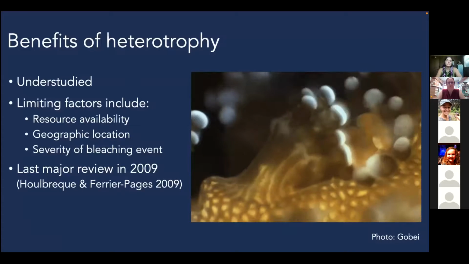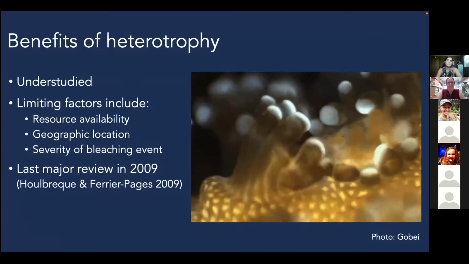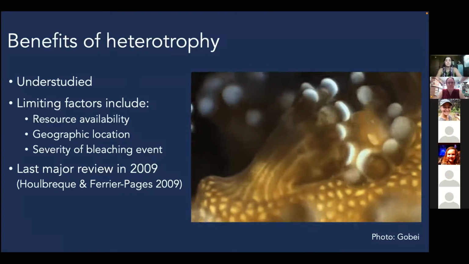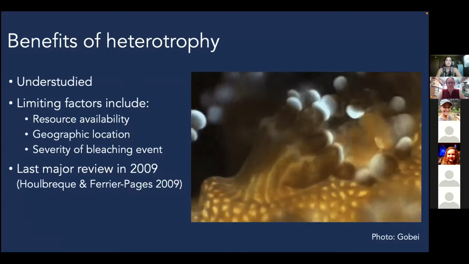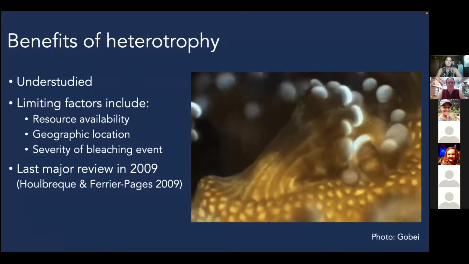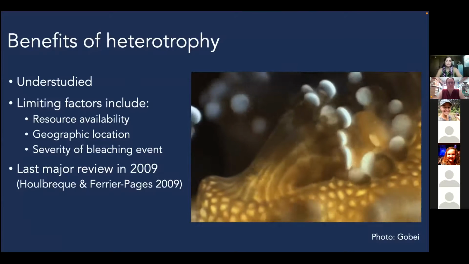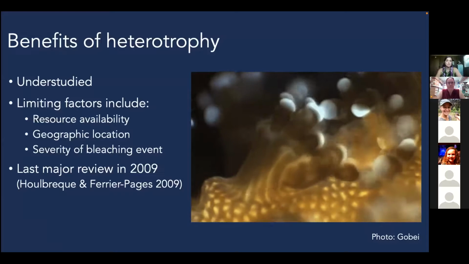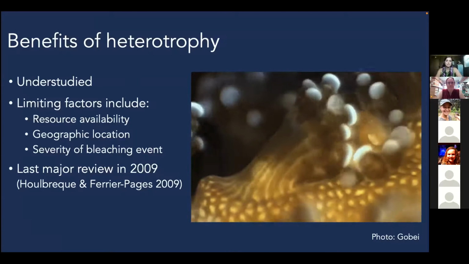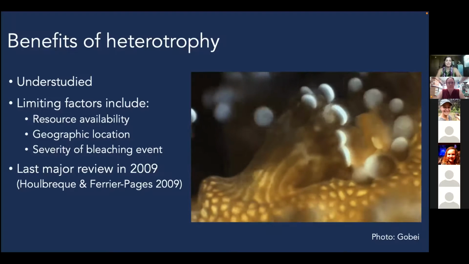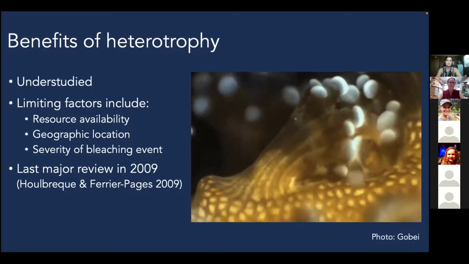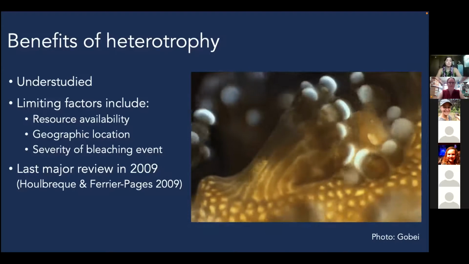We've known about it and its necessity for scleractinian corals since the early 1930s, but overall, the extent of the benefits that this trophic strategy provides is understudied. What we do know that limits heterotrophy is resource availability, geographic location, and the severity of a given bleaching event. The last major review of heterotrophy in scleractinian corals was done in 2009, and it illustrated the various sources of food available to a coral and how nutrients gained through feeding can also have a positive effect on their symbiont's productivity and density. Generally, though, heterotrophy is considered species specific.